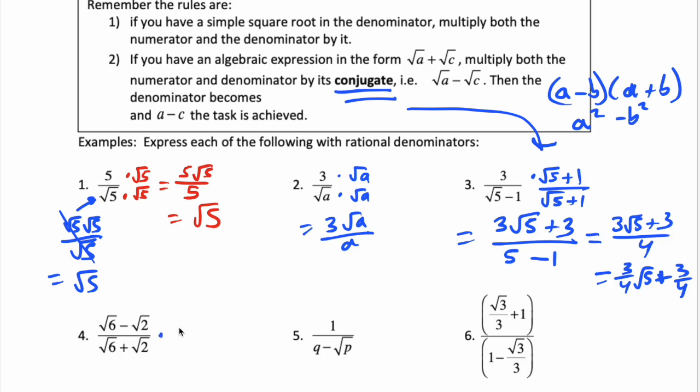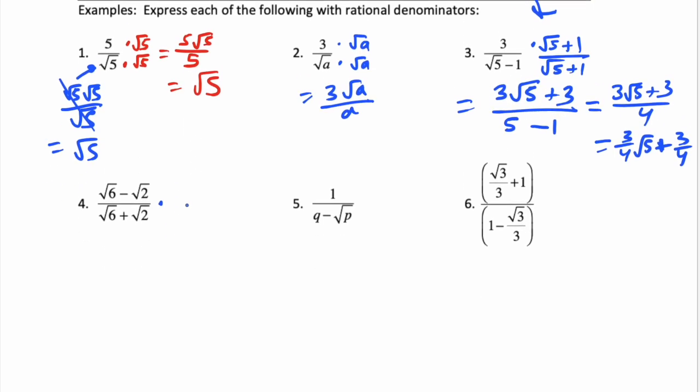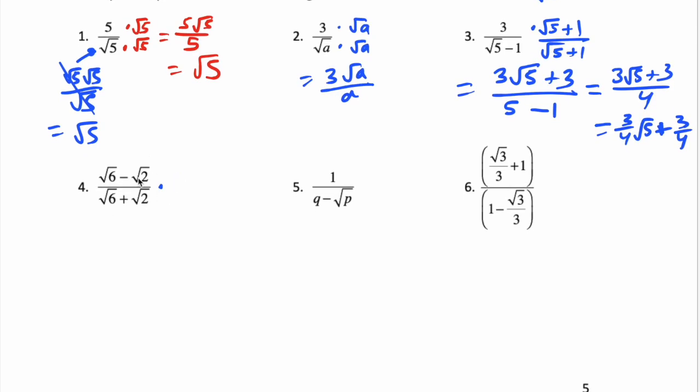Same thing here, you can multiply by what we call the conjugate, and it cancels out the surds in the denominator. Make sure you multiply by the conjugate of the denominator, not the numerator.